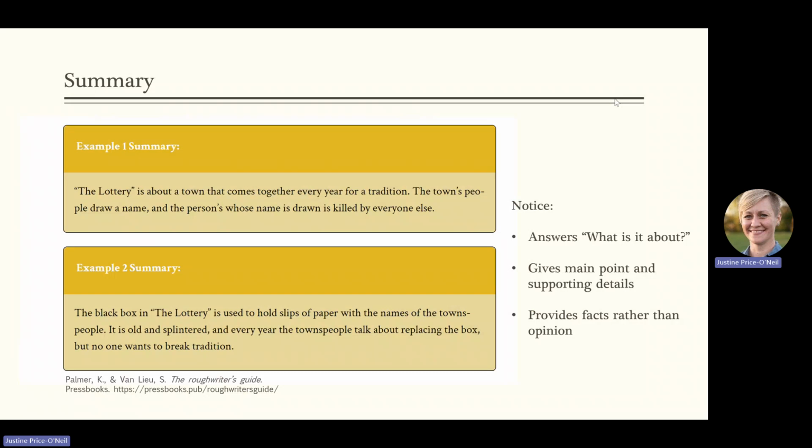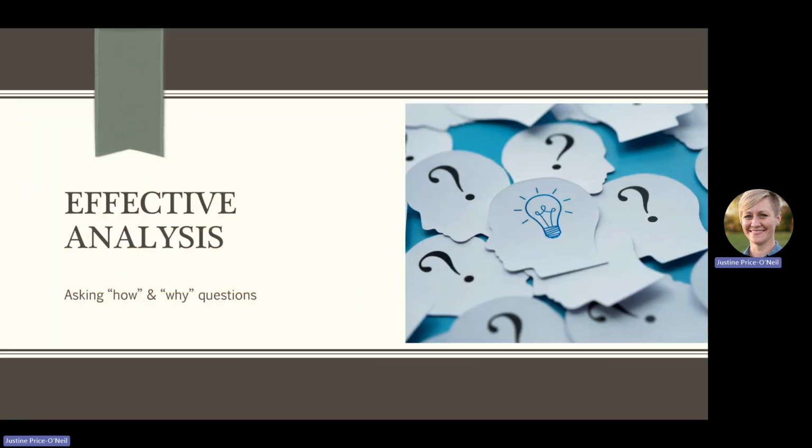Okay, so for summary, remember, we are looking at things like answering, what is this about? And giving the main point and some supporting detail. And you can see that this is all very factual rather than opinion. It's just what happens in the story, not what we think about it or giving any evaluation about it yet.